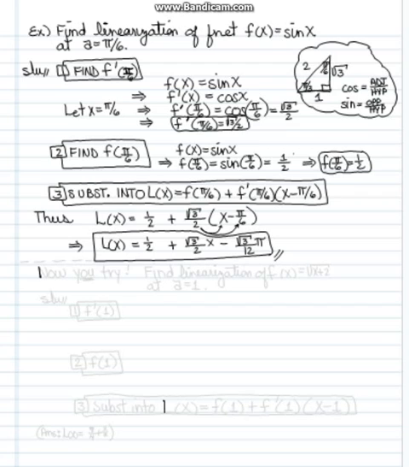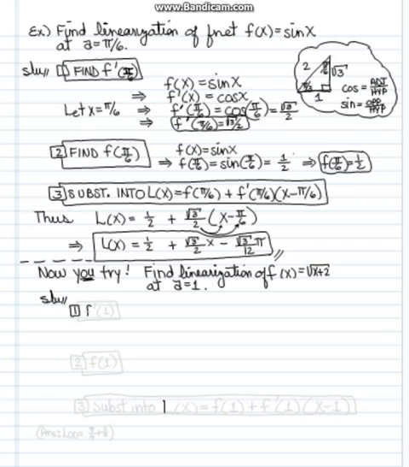Okay, let's skip ahead here. Now it's your turn. I want you to find the linearization of f of x equals the square root of x plus 2. So, you know, that's x plus 2 in parentheses raised to the 1/2 power. And I want you to find the linearization at a equals 1.